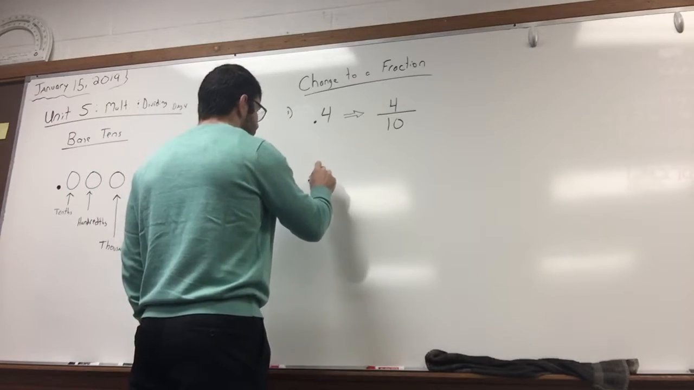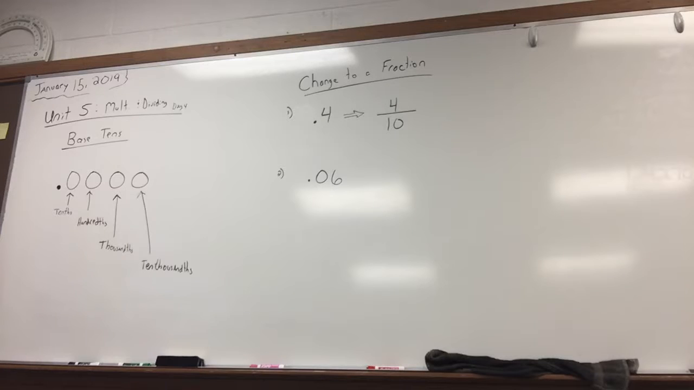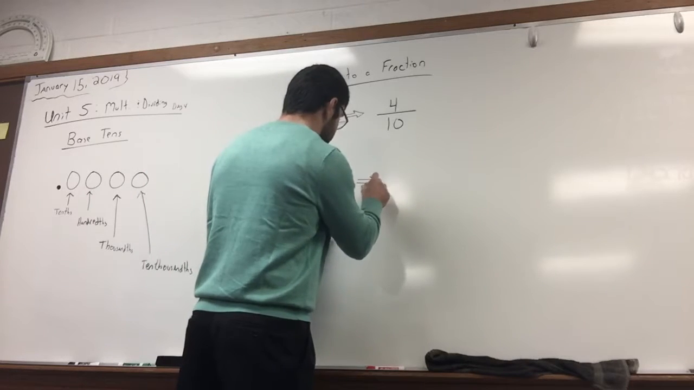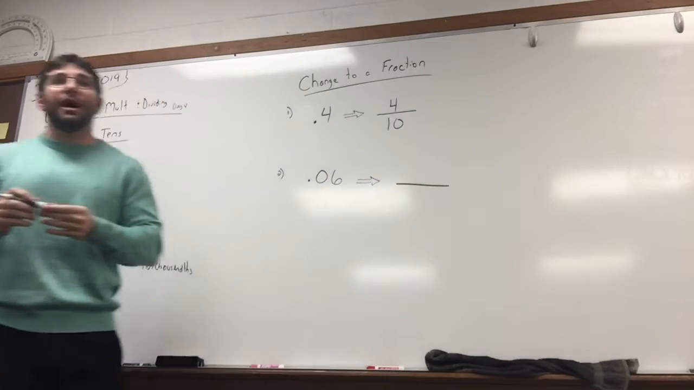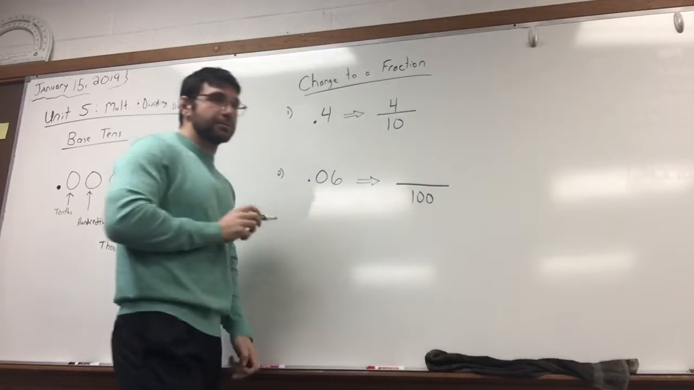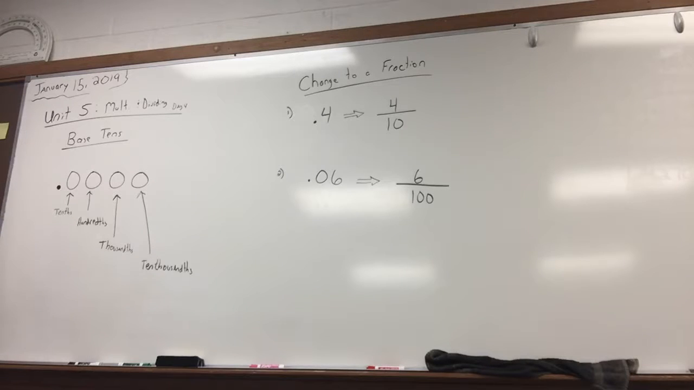Let's try this one. A little bit trickier. How would I say this number, Cece? 0.06. So we don't say the point, we just say six. Say it again. Six hundredths. Notice it's not 60, it's six. So if it's six hundredths, Lauren, what's going to be my denominator? 100. Beautiful, honey. What will be my numerator? Six. Is this hard? If you know how to say it, you know the denominator.